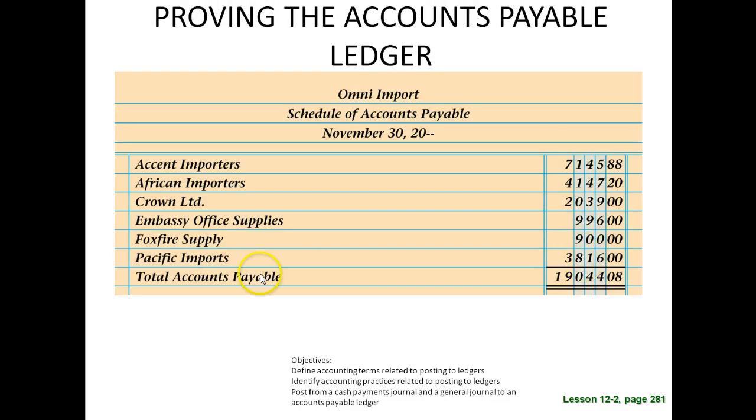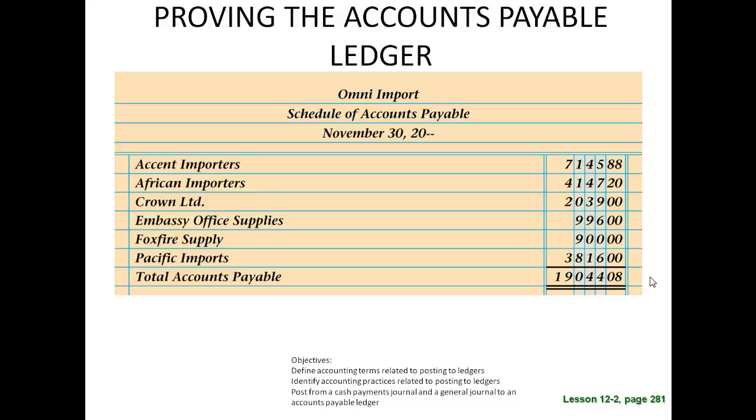Okay, we add those up. We write total accounts payable. We list the amount right here. Remember, do not forget your rulings. You have a single ruling to show you there's a subtotal. You have a double line to show you it's been proved. So you take this amount, you go look in your general ledger, and you make sure that they match. If they don't match, you have an error. You have to go fix it. There was a mistake done somewhere.